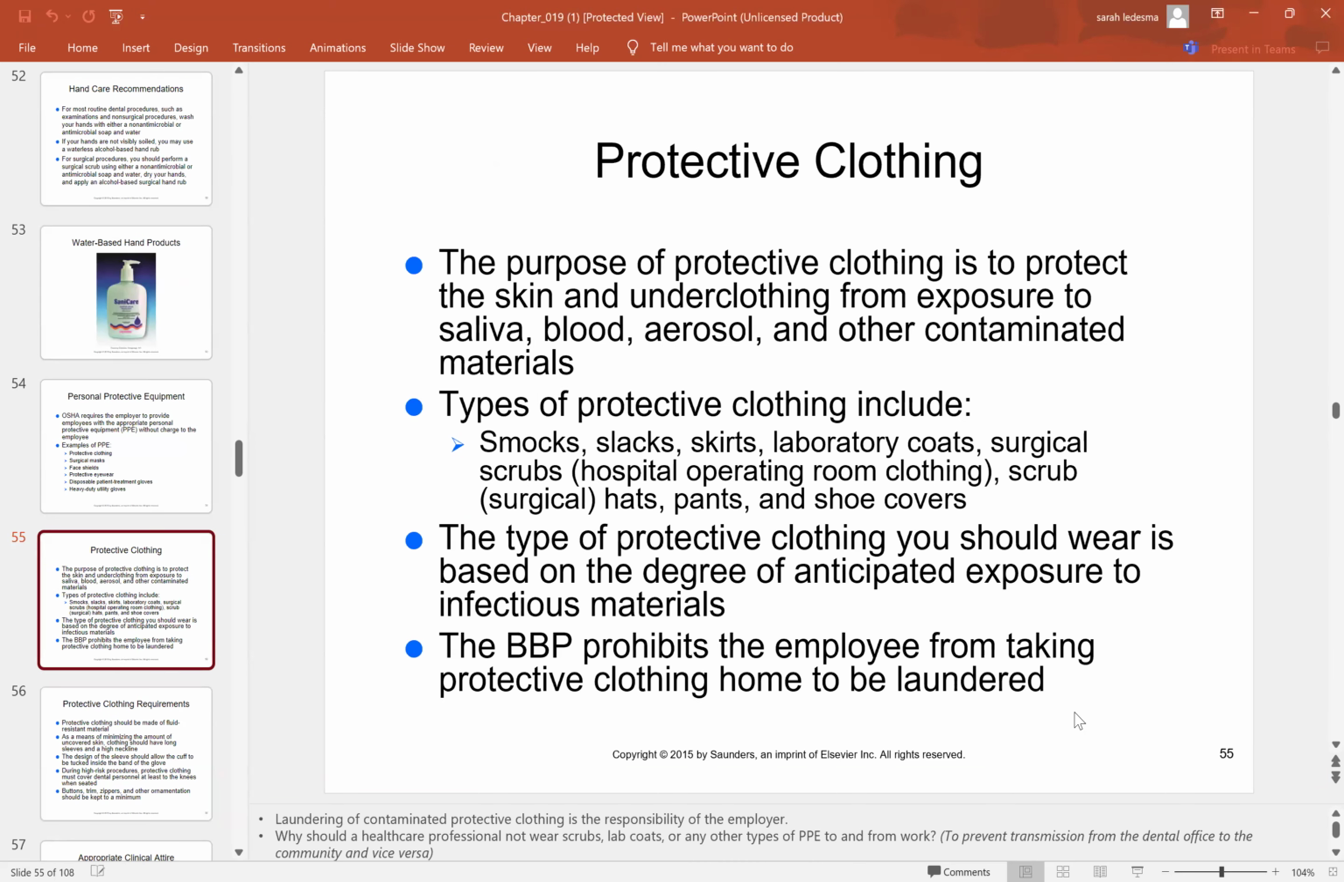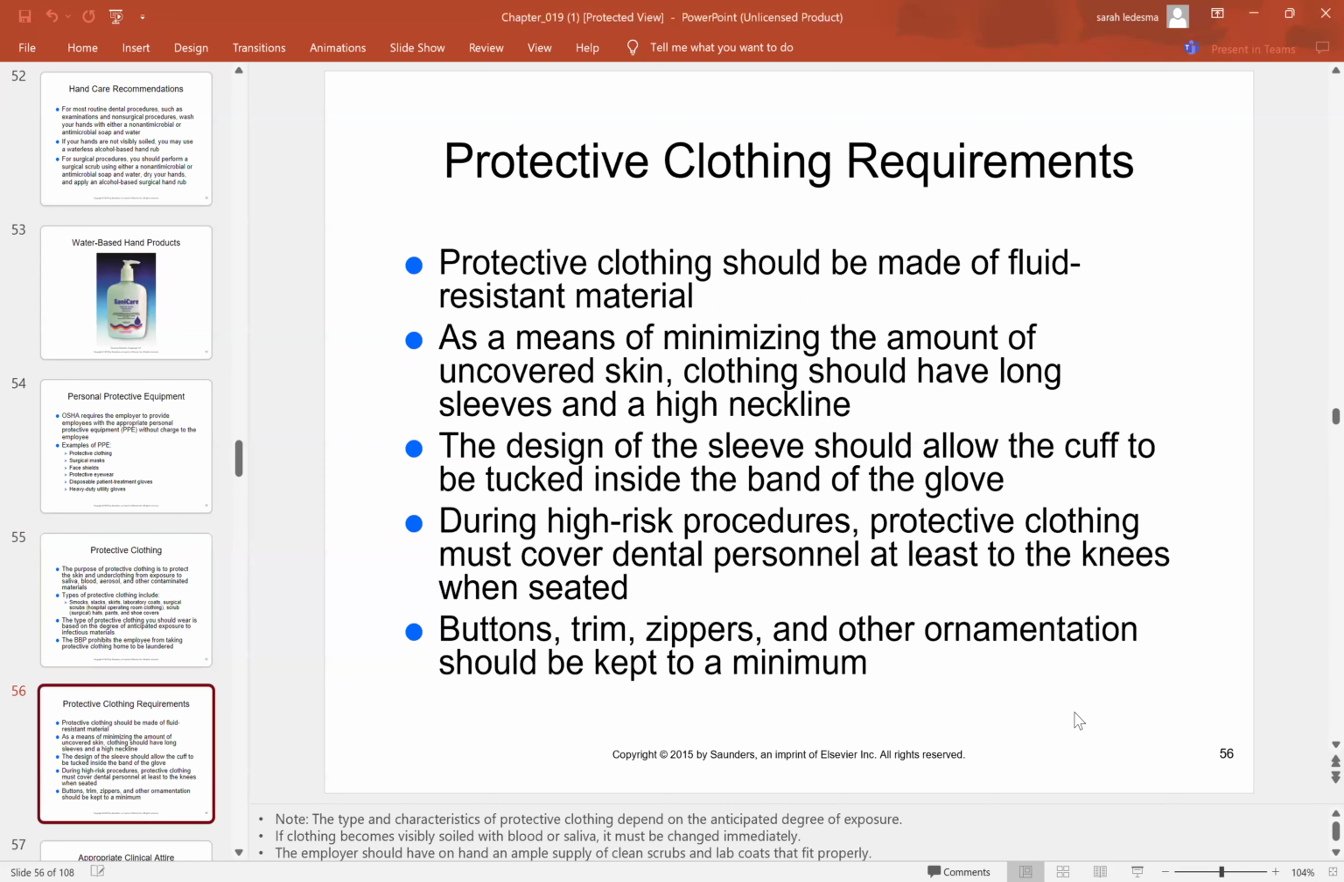The purpose of protective clothing is to protect the skin and underclothing from exposure to saliva, blood, aerosol, and other contaminated materials. Types of protective clothing include smocks, slacks, shirts, laboratory coats, surgical scrubs, hospital operating room clothing, surgical hats, pants, and shoe covers. The type of protective clothing you should wear is based on the degree of anticipated exposure to infectious material. The BBP prohibits the employee from taking protective clothing home to be laundered.